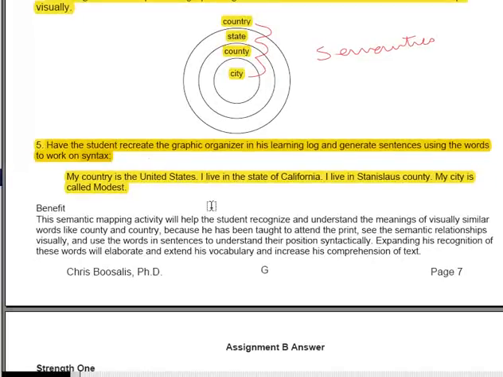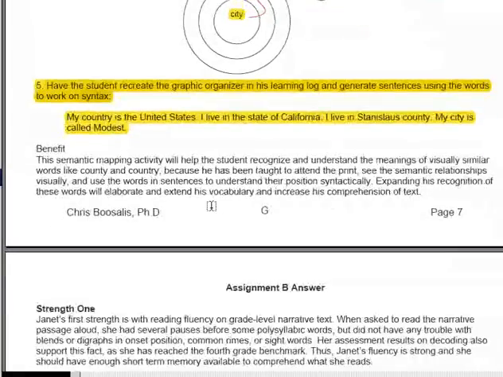And I guess I made a mistake, or maybe that was a Freudian slip. It's such a modest place, isn't it? Oh my goodness. Well, anyway, benefit.